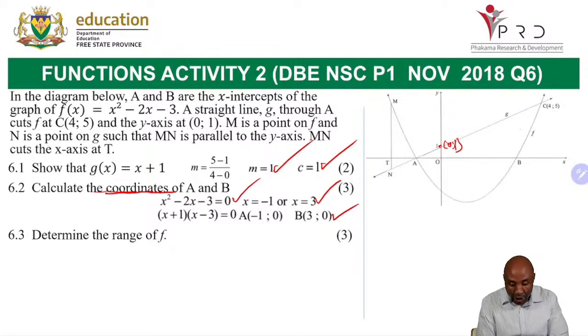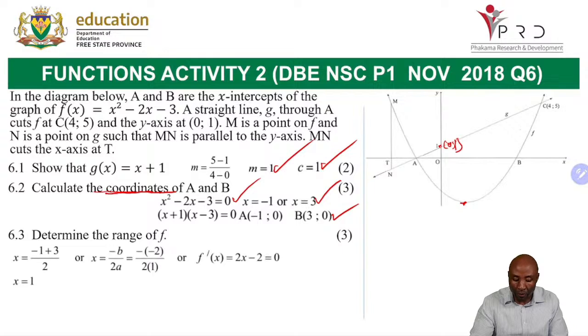For us to get the range, remember, our graph is concave up, which means we want the coordinates of the turning point to help us get our y value at the turning point. So how do we do that? I have the x-intercepts. I can either use the x-intercept at A plus the x-intercept at B, divided by 2. This will give our x as 1. Or I use negative b over 2a, because I have the equation, and I'll get my x as 1.